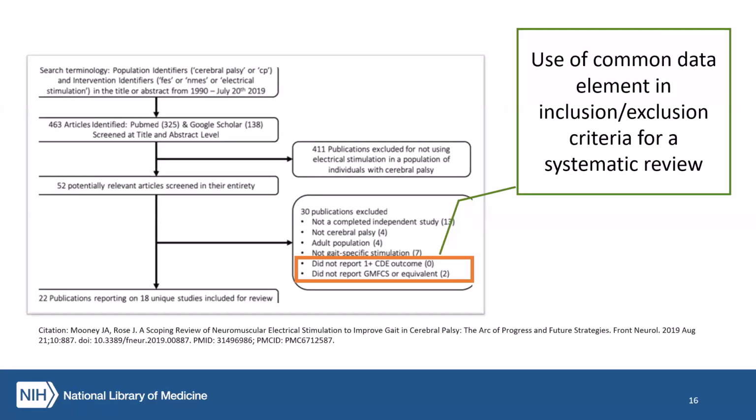As part of their methodology for selecting articles for the review, they only accepted articles that reported using the National Institute of Neurological Disorders and Stroke CDE titled Gross Motor Function Classification. By only including articles that employed a specific CDE, the researchers could better synthesize findings from across multiple research studies.